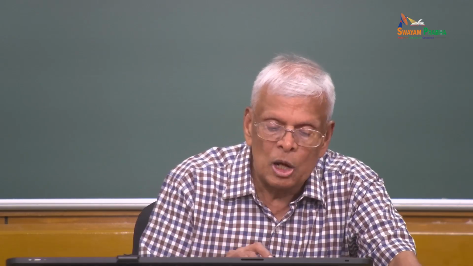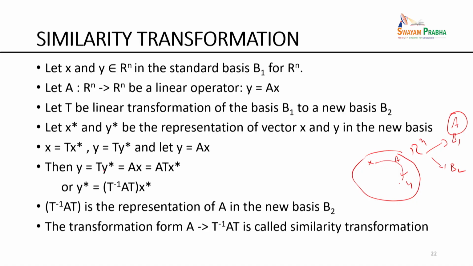So let Y be equal to A of X. So now what is it that we say? Y is equal to T Y star. Y is equal to AX. With me? So that becomes A T X star. I hope you are all with me now. Here I am plugging this in here. That's what this one is. Now Y star is equal to T inverse A T X star.